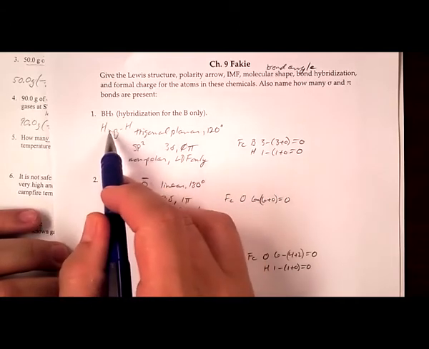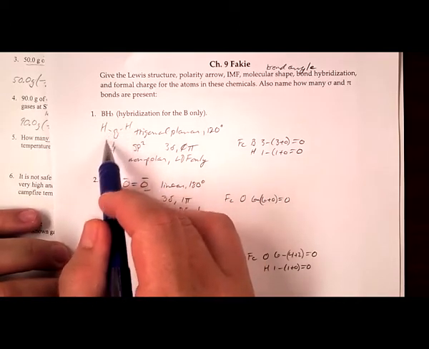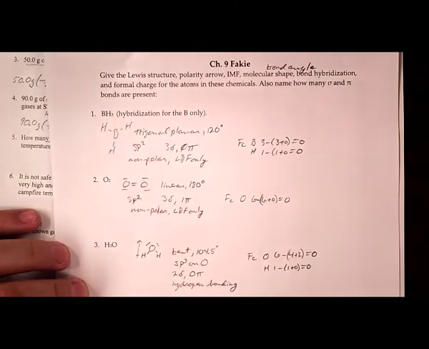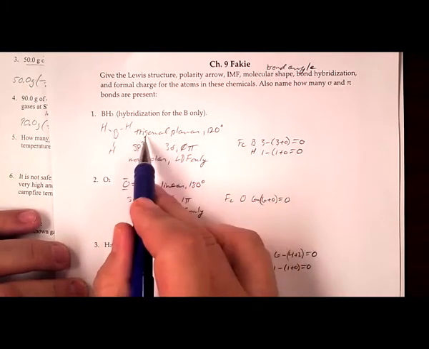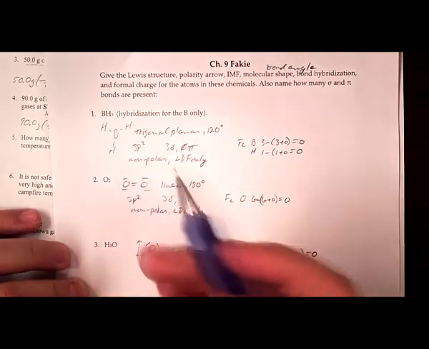So that means that there are 3 bonds distributed as far apart as they can get in 3-dimensional space. That would be trigonal planar at 120 degrees. And they do think you know the simple shapes and the simple angles.